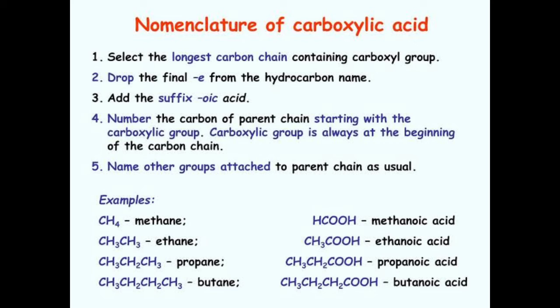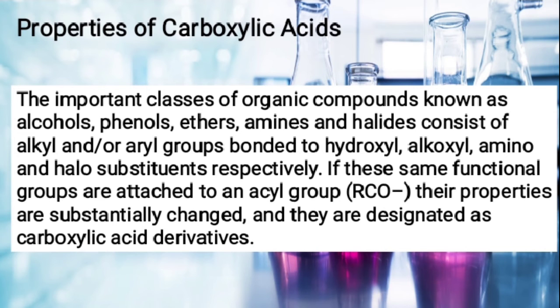Next one is the nomenclature of carboxylic acid. So, select the longest carbon chain containing the carboxyl group. Next, drop the final E from the hydrocarbon name. The third one is add the suffix -oic acid. And number the carbons of the parent chain starting with the carboxylic acid. Always remember that the carboxylic group is always at the beginning of the carbon chain. Lastly, name other groups attached to the parent chain as usual. So these are examples of nomenclature in carboxylic acid.